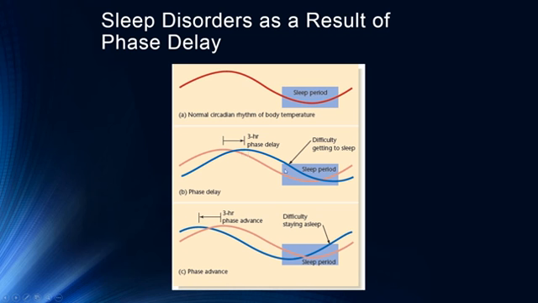So when we phase delay by traveling east, we end up having difficulty going to sleep. When we phase advance, by shifting the time backwards, now we have difficulty staying asleep. And so when you travel somewhere like Hawaii, oftentimes you wake up in the middle of the night because it's when you're supposed to wake up at home, because you think it's a different time.